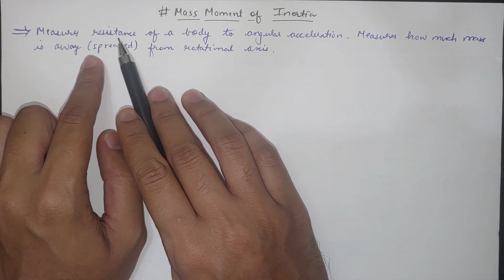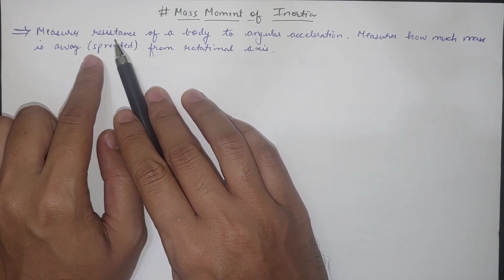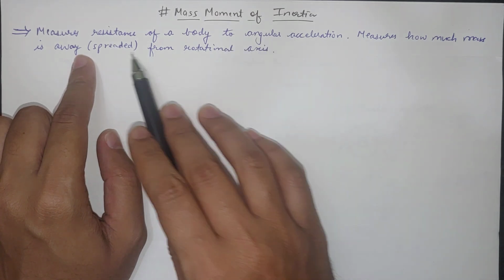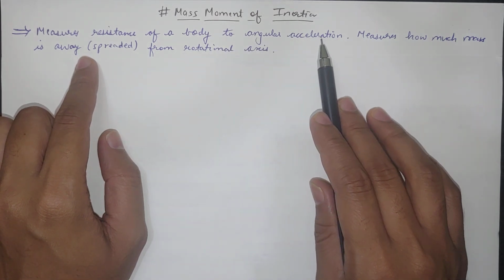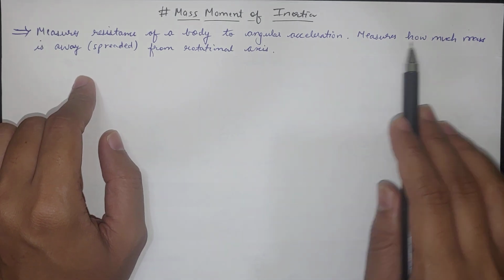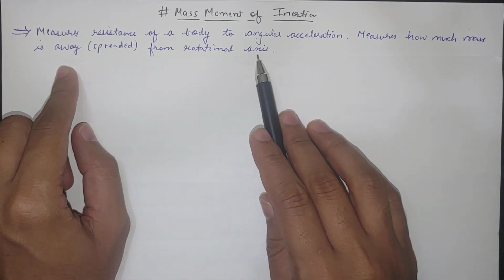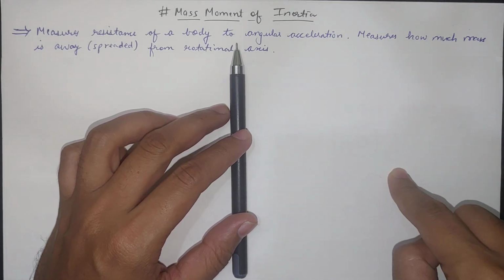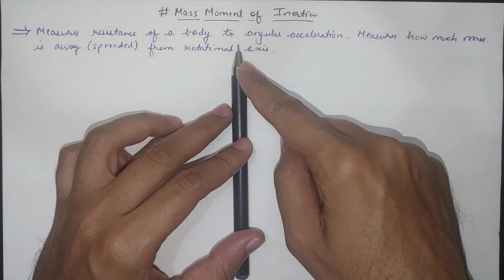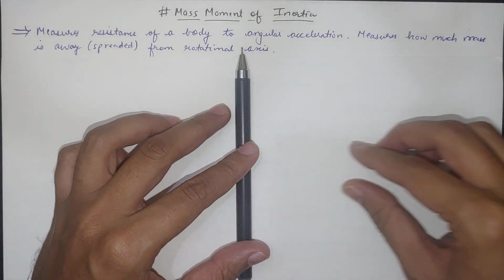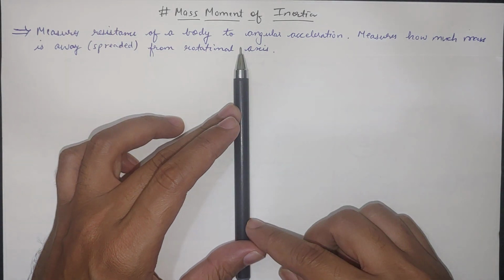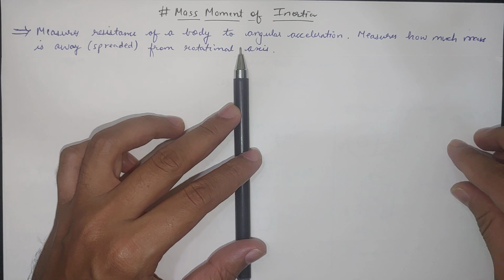Like area moment of inertia shows resistance to bending moment, here mass moment of inertia shows resistance to angular acceleration. It measures how much mass is away from the rotational axis. If there is a mass kept here and it is rotating about this axis, then the farther it is kept from the axis of rotation, the greater the moment of inertia will be.